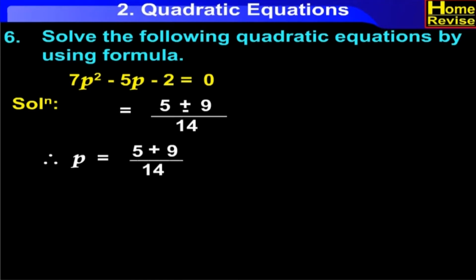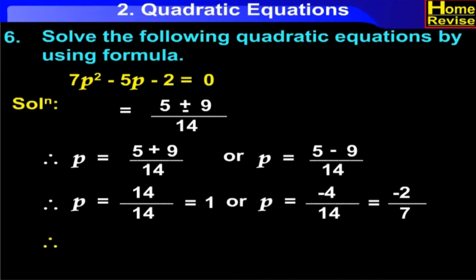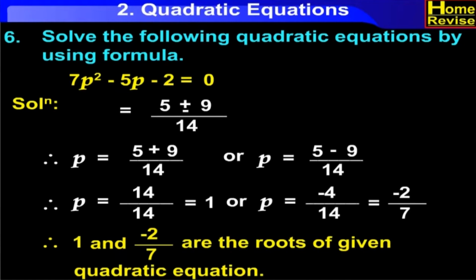Therefore, p = (5 + 9) / 14 or p = (5 - 9) / 14. Therefore, p = 14/14, which is equal to 1, or p = -4/14, which is equal to -2/7. Therefore, 1 and -2/7 are the roots of the given quadratic equation.